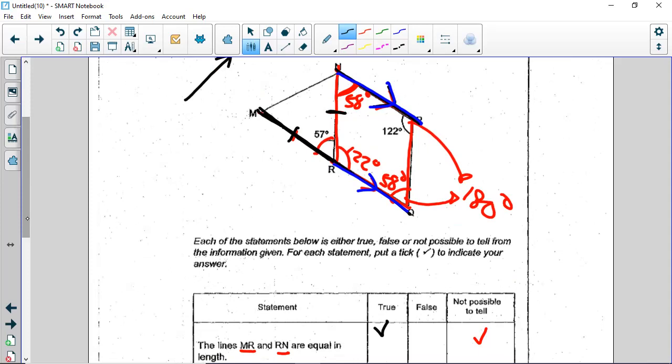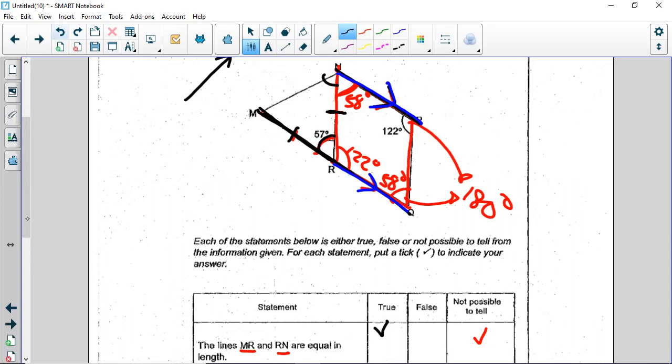MR is equal to what? MR is equal to RN. So why is it true? I think maybe because 180 minus 57 divided by 2, and then plus 58 plus 122, maybe. Wait, never mind. But we don't know. The question never says which two lines are parallel. This could also be 57, 57 here also 57, right? We are not sure which two angles are equal.